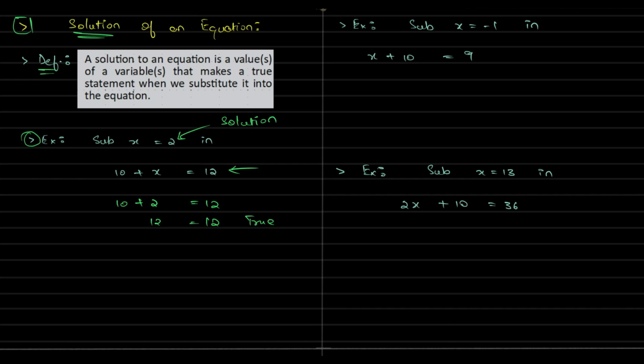Okay. So if I had taken something else, x is equal to 1, it would not have been a solution, right? So if I substitute x is equal to 1, you have 10 plus 1 is equal to 12. 11 is clearly not equal to 12. This is a false statement, and that's why it's not a solution. So you need to understand what is a solution and what is not a solution.